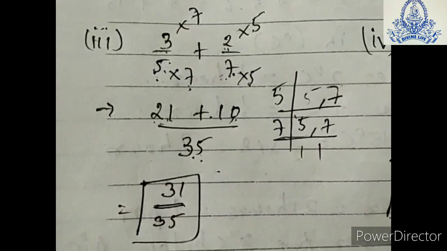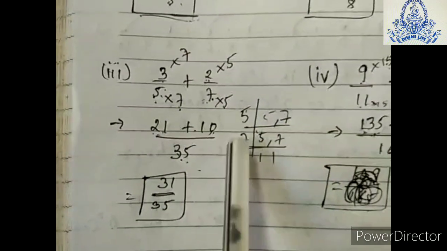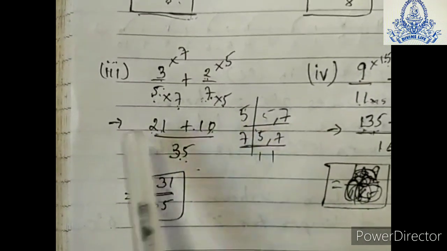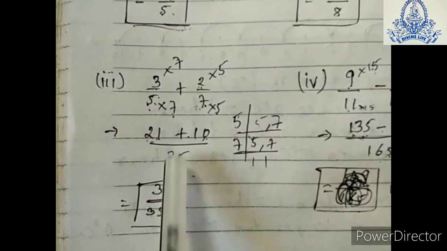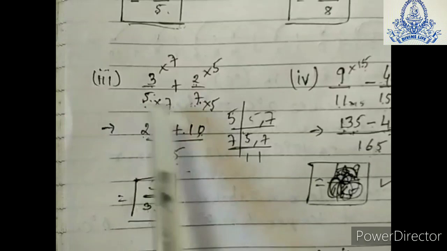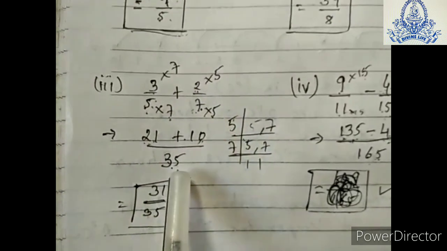Student, 3 upon 5 plus 2 upon 7, both fractions are given. So we take the LCM of 5 and 7, and we get the LCM 35. So put the 35 at the new denominator place. In the 5 table, 35 comes at 7. 5 sevens are 35. The same 7 will be multiplied by 3. 7 threes are 21. In the same way, 7 fives are 35 we are getting.